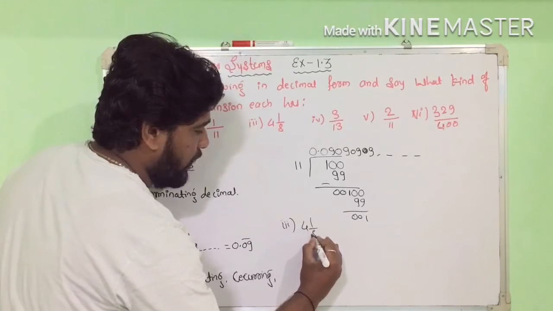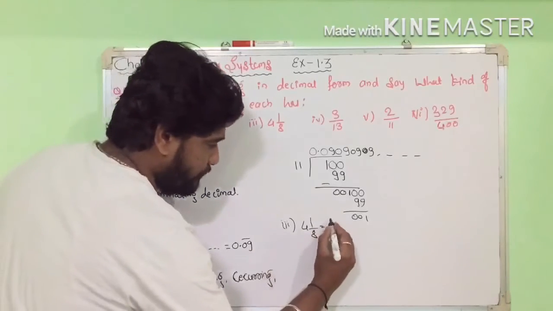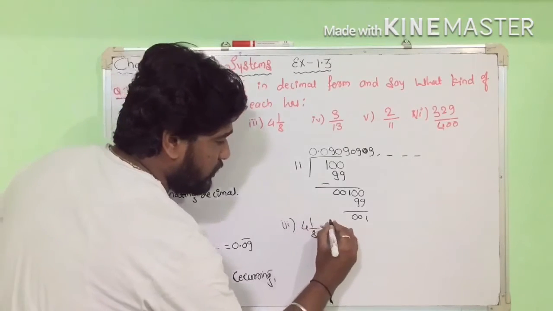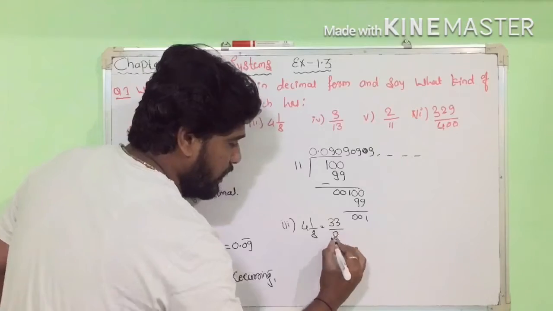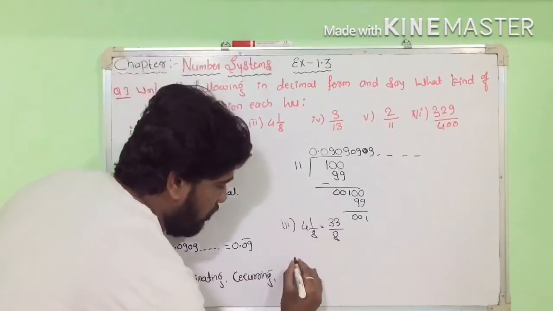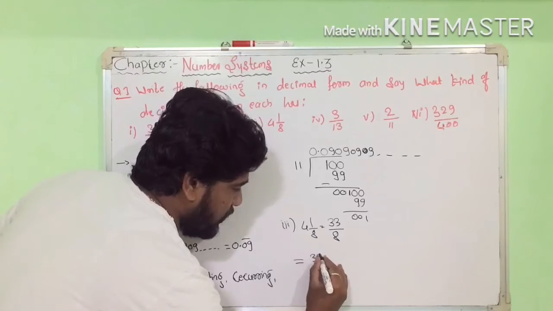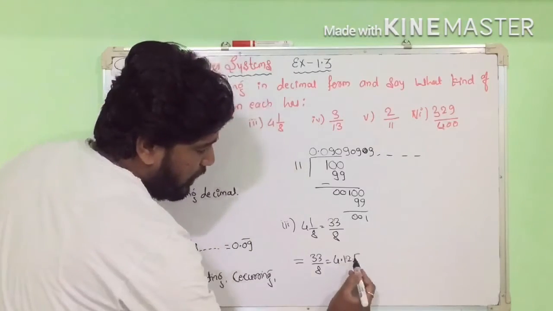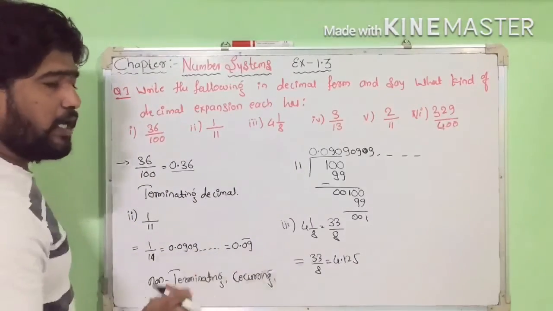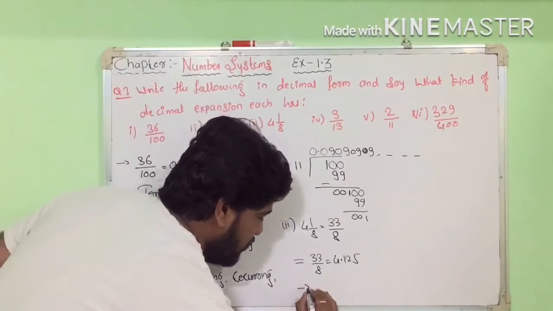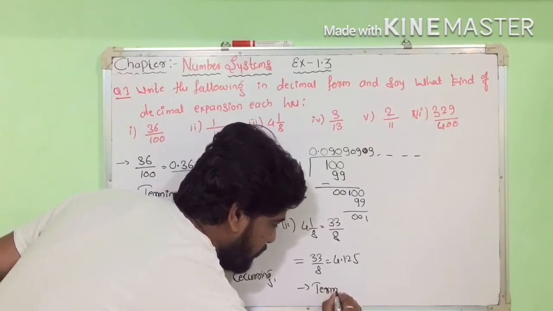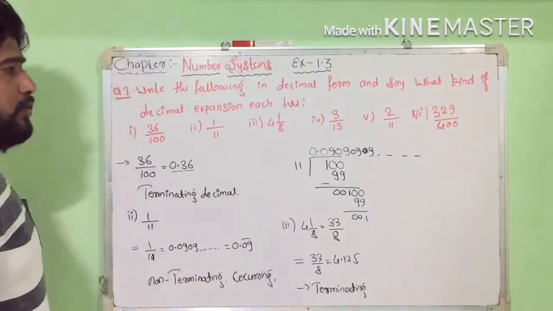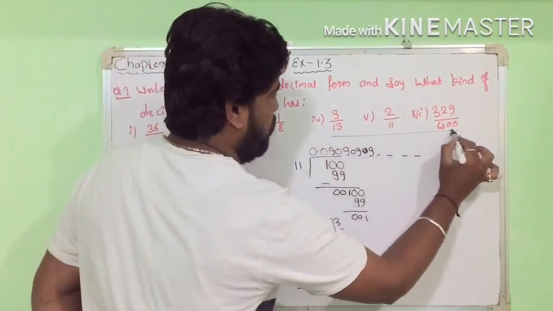Then the next, the third one: 4 integer 1 by 8. This one we can write in fraction p by q form. 4 eights are 32, 32 plus 1 is 33, so 33 by 8. Make this a long division. We get 33 by 8 is equal to 4.125. Here, after the decimal the digits are countable, which means it is a terminating decimal. Write down: terminating decimal, right? The next ones, these three are homework, make them.